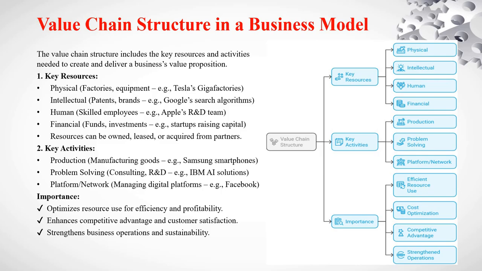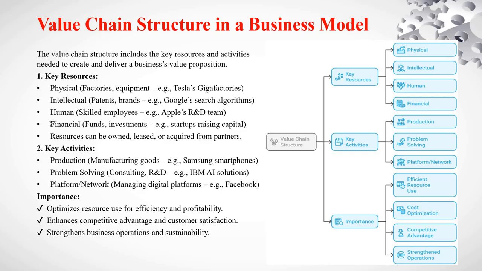Then you have human, where the skilled employees are there, then designers, engineers, or customer support teams will be there. Example is Apple's R&D team. Then you have financial, where the cash reserves, then loans, venture capital and revenue streams are there. Here example is the startups raising funds from investors. And here the key resources can be owned by the company. Okay, for example, like Amazon's warehouses, and leased from other providers like airlines leasing aircraft, and acquired from the key partners like Apple sourcing chips from the TSMC.